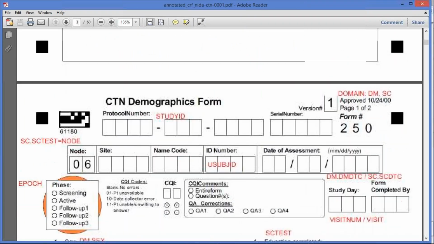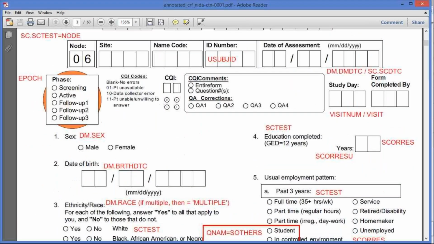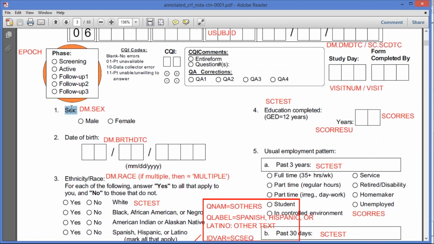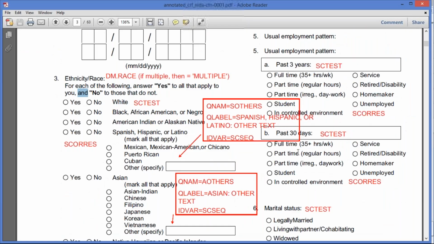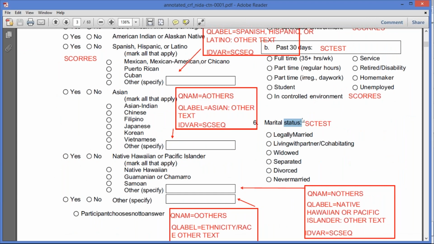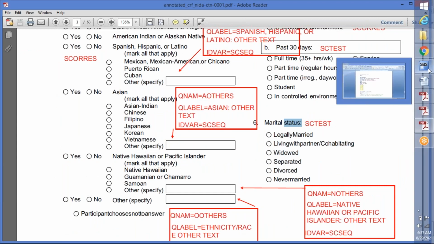You can see this is the demographic form. Here we are collecting the questions: gender, closed-ended, male, female; date of birth, open-ended; ethnicity, closed-ended, yes or no; education completed; employment pattern; marital status. This is demography.